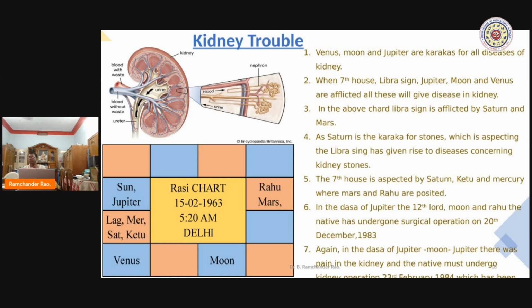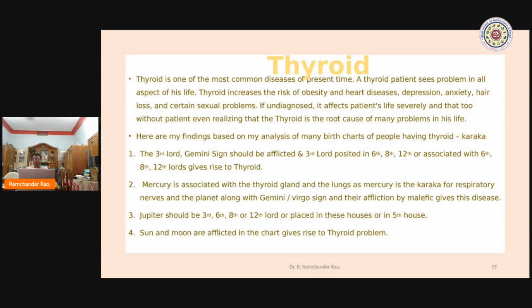This also is one thumb rule. In the Dasa of Jupiter, the 12th lord, Moon and Rahu, the native underwent a surgical operation on 20th December 1983. Again, in the Dasa of Jupiter, Moon and Jupiter, there was a pain in the kidney and the native underwent a kidney operation on 23rd February 1984, which was a success. Now, thyroid. This is very, very important. Thyroid is the most common disease.